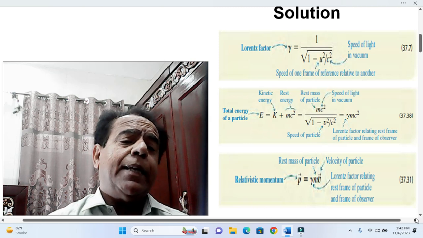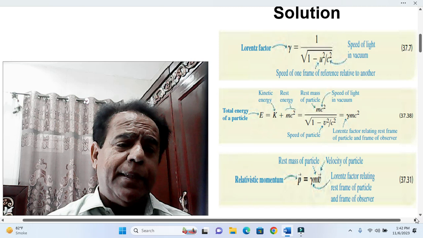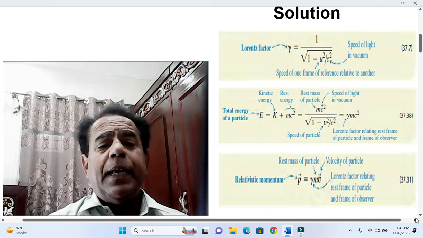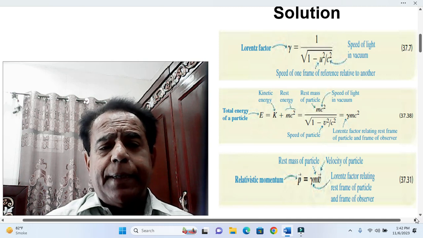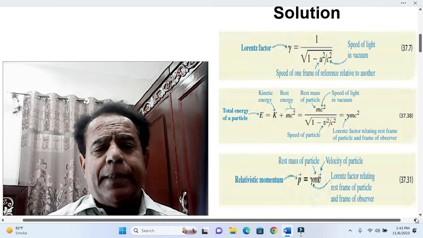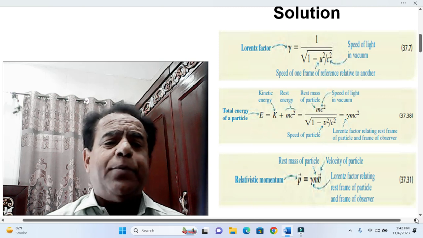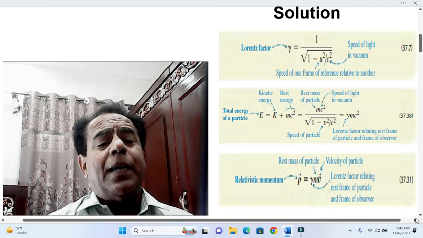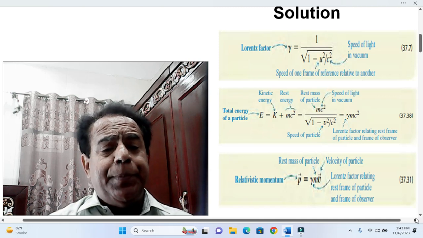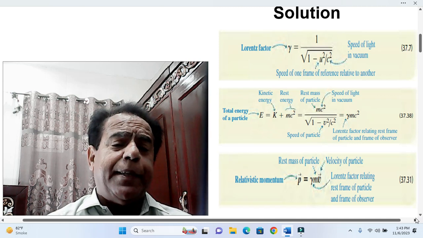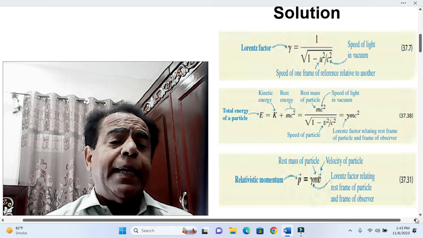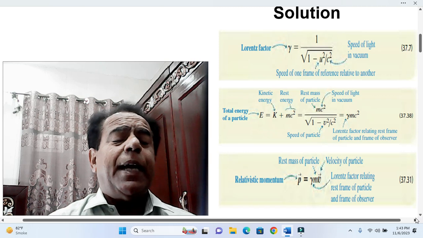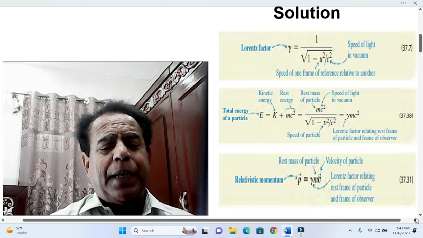The second snapshot is in which total energy of a particle E is given as being equal to kinetic energy K plus rest energy mc square. Dear students, here kinetic energy is denoted by capital K. It can also be denoted by KE. Similarly, it can also be denoted by capital E with K as a subscript. So it can be expressed in several ways.